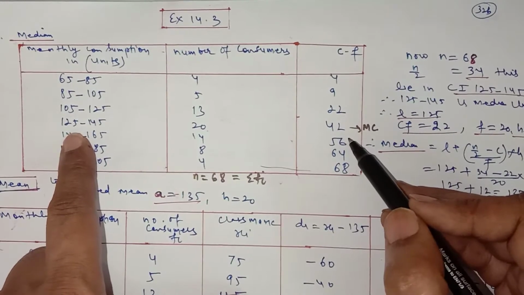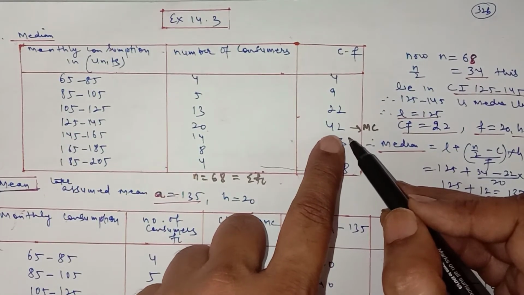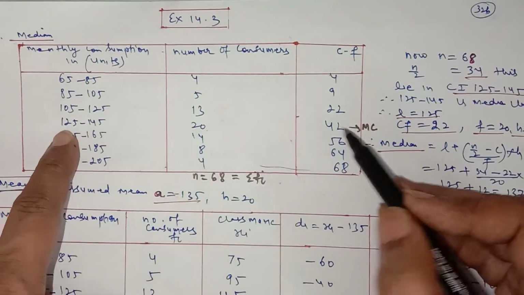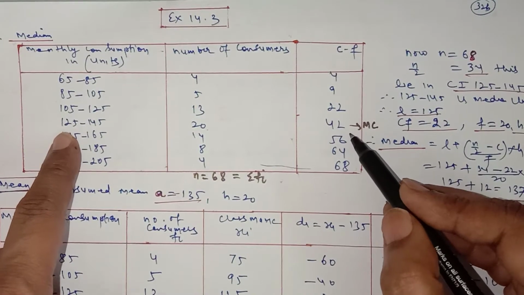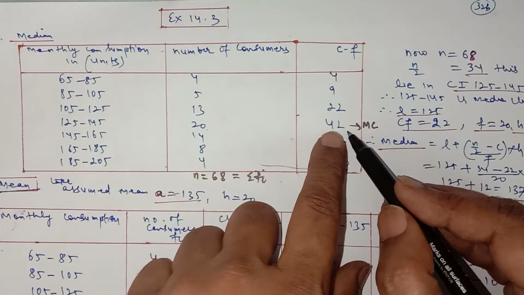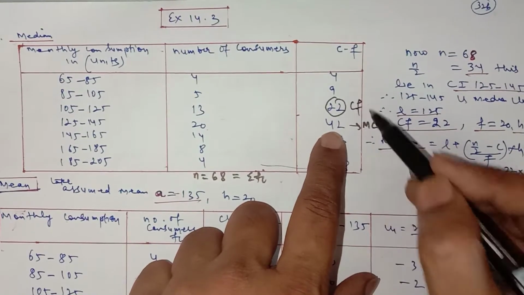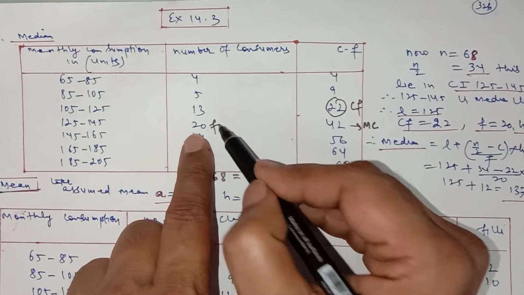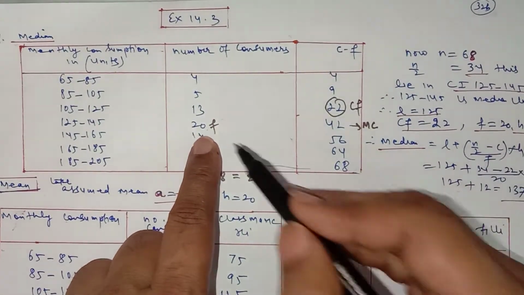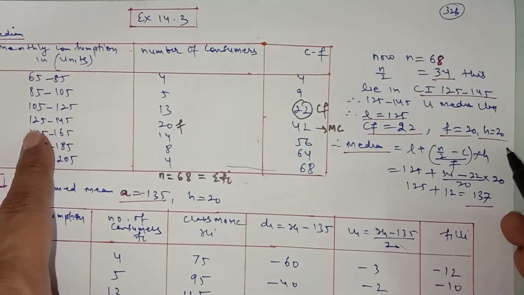So after finding the median class, we can easily find L, that is the lower limit of the median class, which is equal to 125. Then CF is the cumulative frequency of the preceding class interval, and F will be the frequency of the median class. And H is the class size, which is upper limit minus lower limit, which is equal to 20.